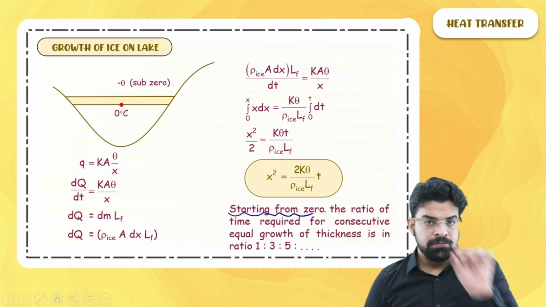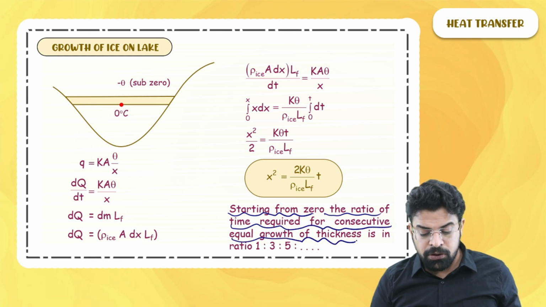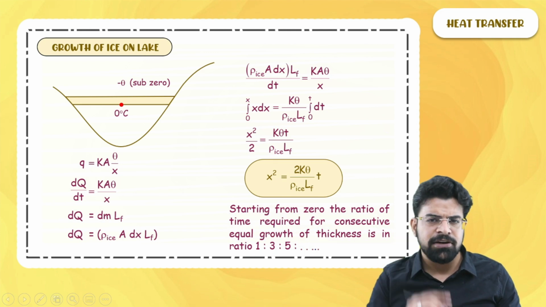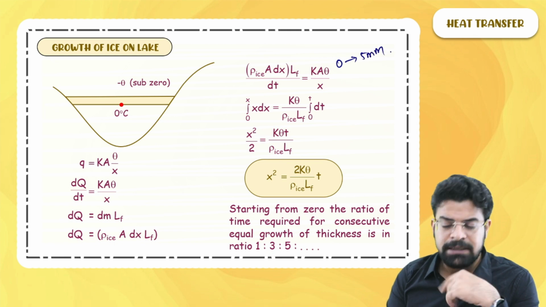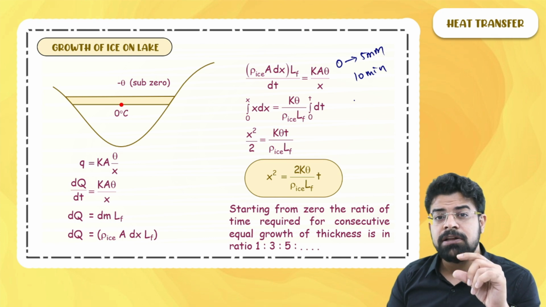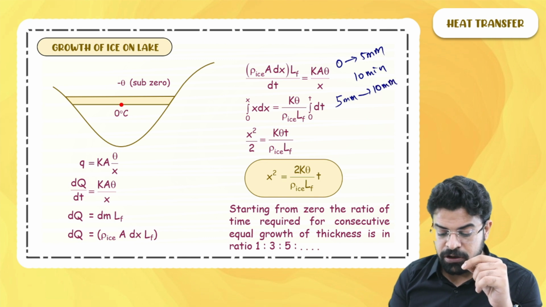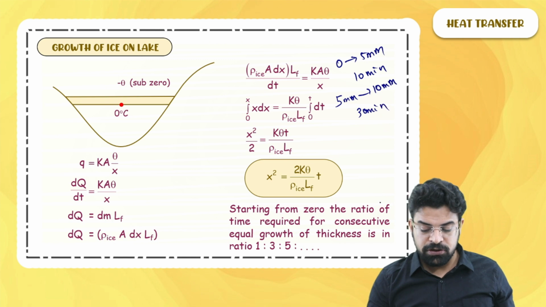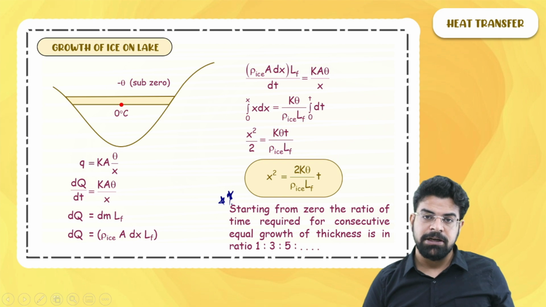Starting from 0 thickness, the ratio of time required for consecutive equal growth of thickness is in the ratio 1:3:5:7:9 and so on. So if for the growth of 0 to 5 mm, let's say the time taken is 10 minutes, then for the further growth of ice from 5 mm to 10 mm, for the next 5 mm, the time taken will be 3 times, that will be 30 minutes. So this is what the statement means, and I recommend you to remember this last statement.